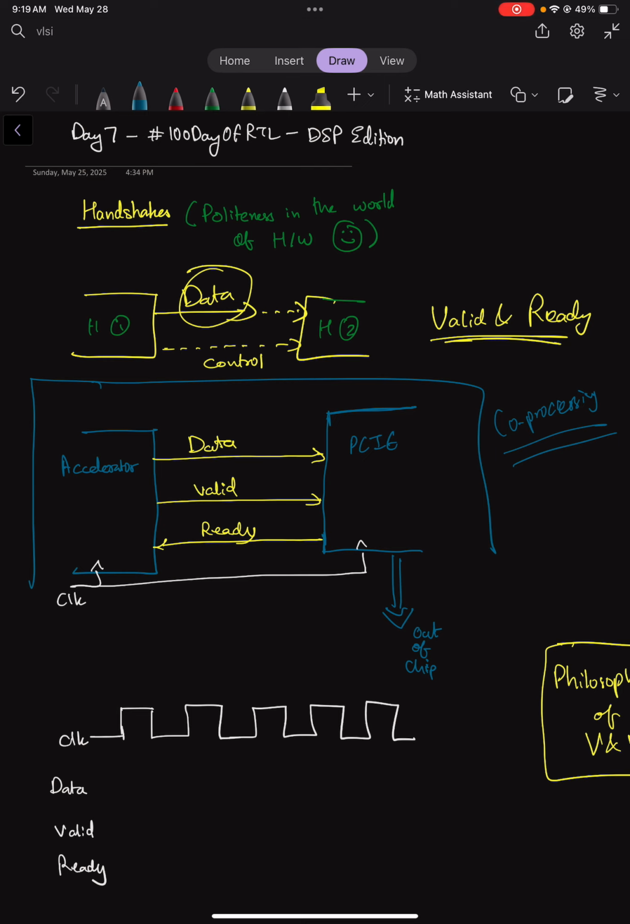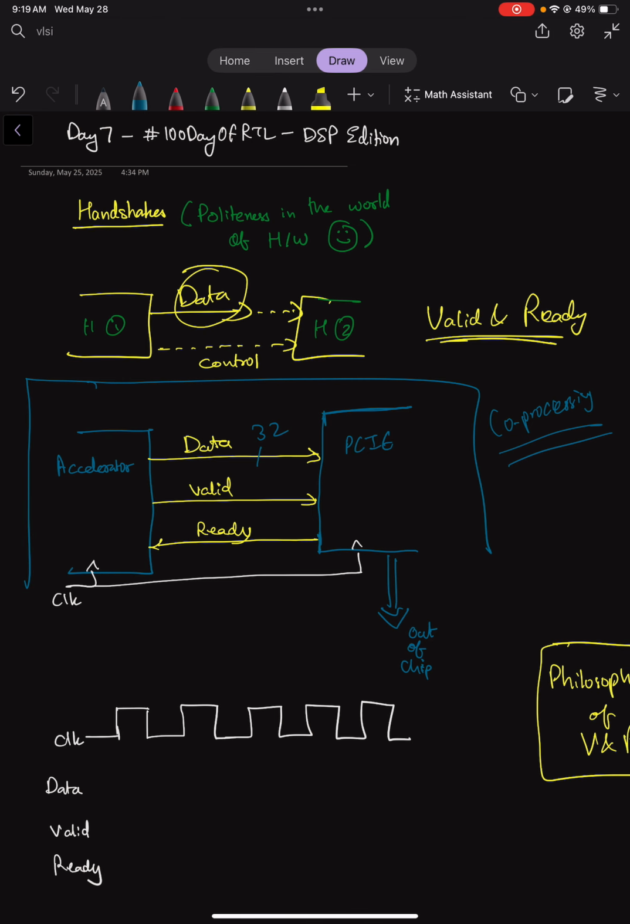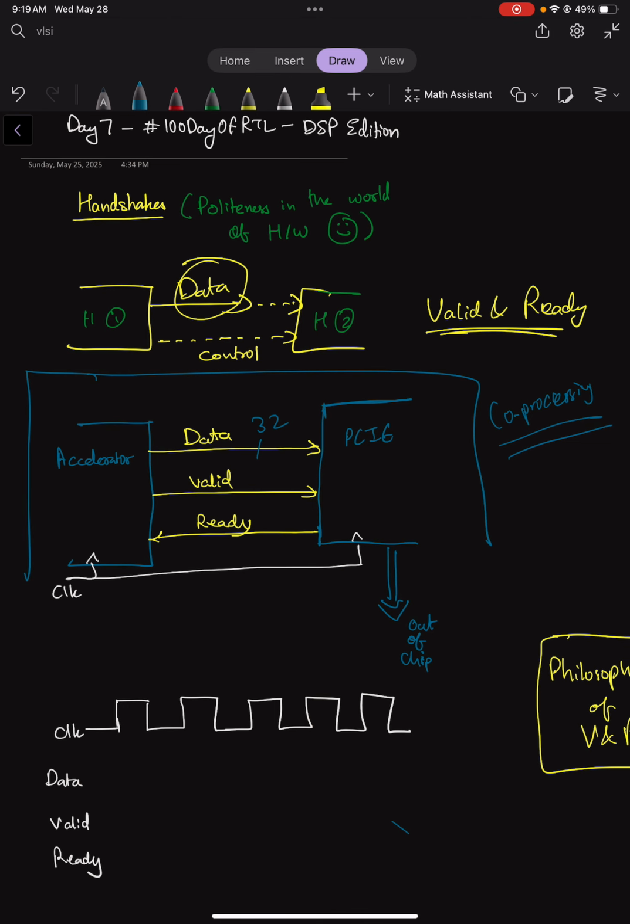The protocol could be very complicated, but I've simplified it here for the sake of illustration of handshakes. So you have a data line. This could be, I don't know, a 32-bit wide bus, and you have a valid bit coming from the accelerator, and you have a ready bit coming from PCIe into the accelerator. And for now, for the sake of simplicity, we assume that both PCIe and the accelerator are running on the same clock domain, at the same clock frequency.